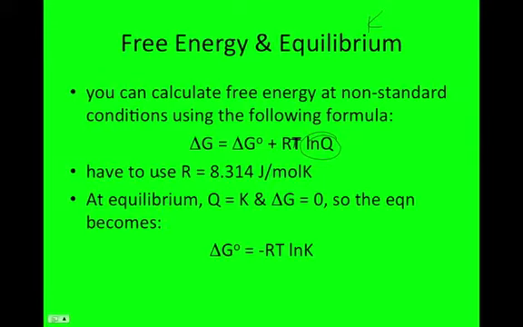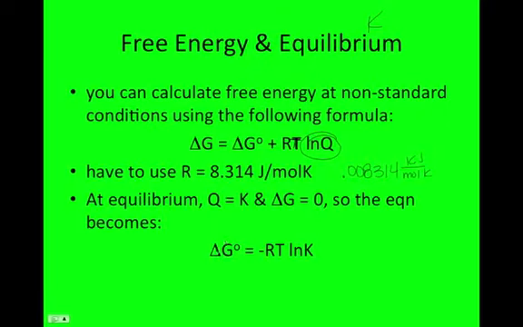Just a little heads up, because G is measured in kilojoules per mole, we have to use the more physics-y version of R, the 8.314 joules per mole Kelvin. And because delta G is measured in kilojoules, I usually use 0.008314 kilojoules per mole Kelvin, just so that it matches. If you happen to be at equilibrium, that's the point at which Q is equal to K, and the delta G of that situation is going to be equal to 0.